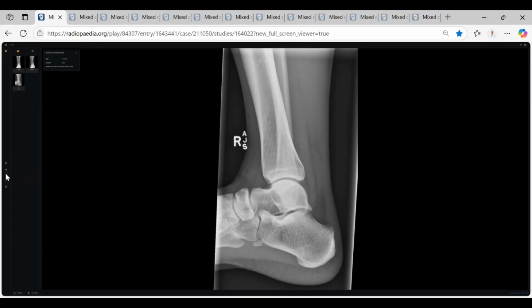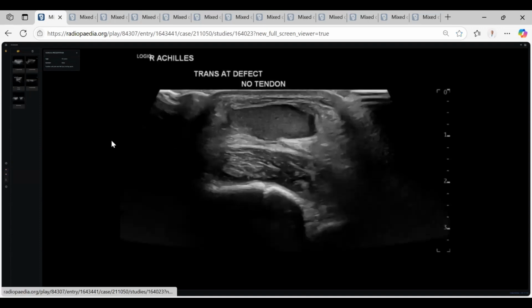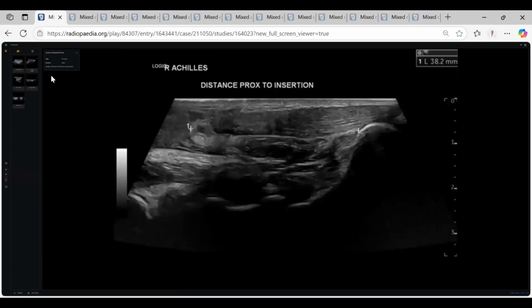And in the ultrasound it is very clear there is a complete rupture. See this gap, very wide, very nice gap. Measure from here to here, it may be about 3.8, about 4 cm, complete rupture of the Achilles tendon. Next candidate.